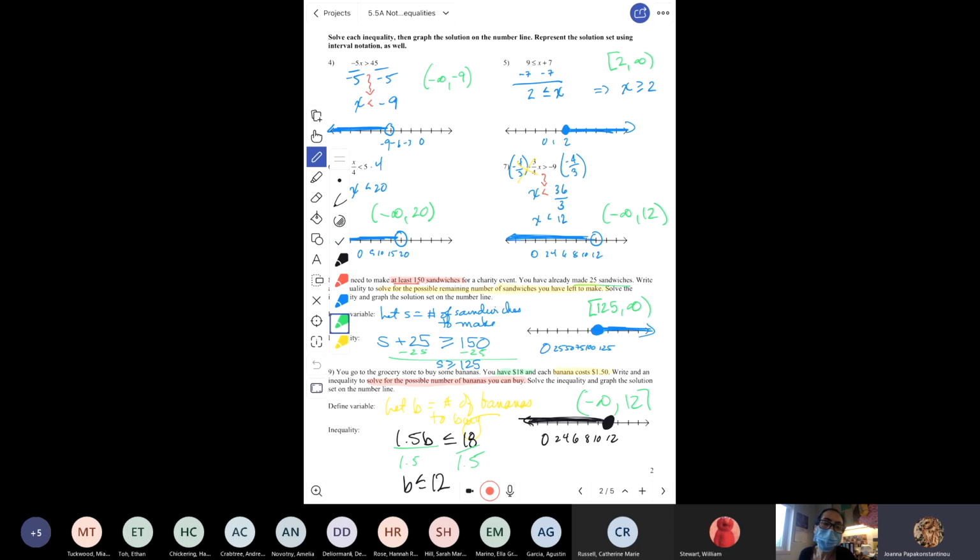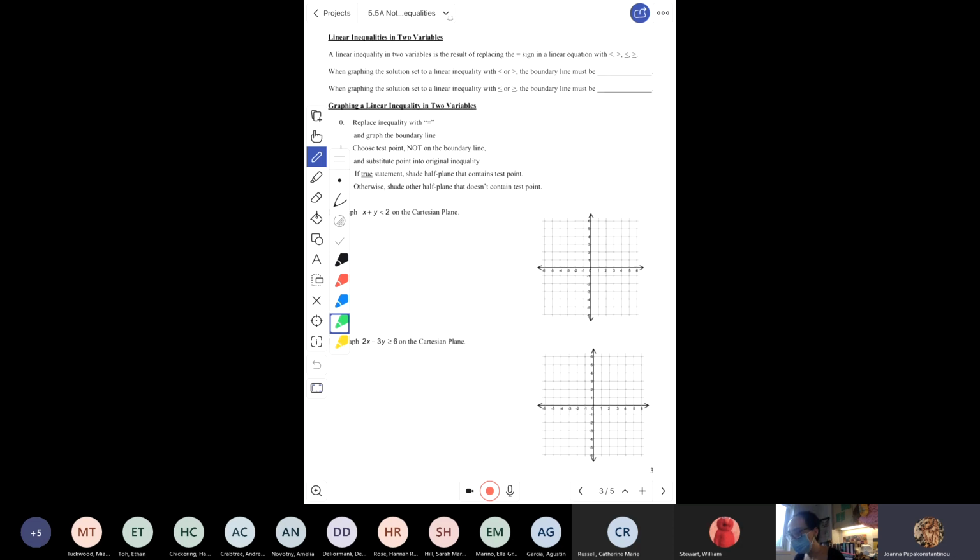Now, that's all in one dimension. That's just on the number line. What if I now step it up and go to 2 dimensions? So now I'm looking at linear inequalities in 2 variables. A linear inequality in 2 variables is just like an equation, where the graph would be a line. The only difference is we are replacing the equal sign with one of these inequalities. So when we're graphing the solution set to the linear inequality with less than, greater than, less than or equal to, greater than or equal to, I'm shading a half plane.